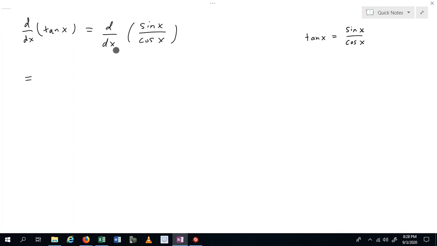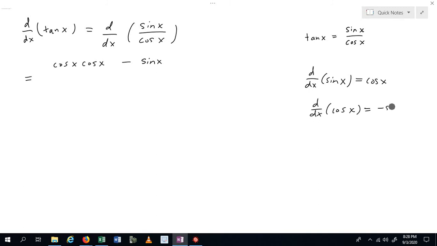Okay, so let's take the low function and multiply it by the derivative of the high function, remembering that the derivative of sine of x is cosine of x. Okay, so low times derivative of high, minus high, the high function, and then the derivative of the low, which of course is minus sine of x, all divided by low times low. In other words, cosine times cosine.